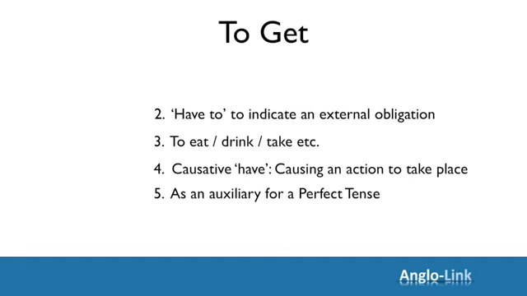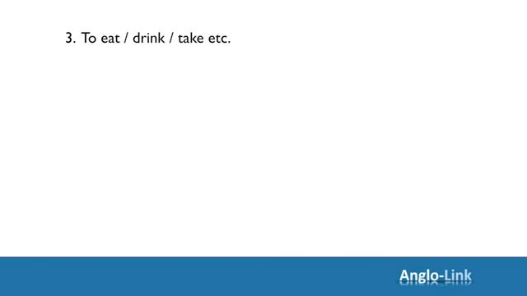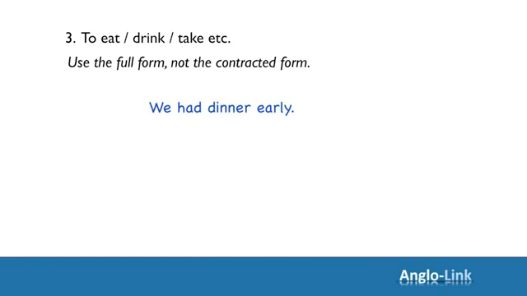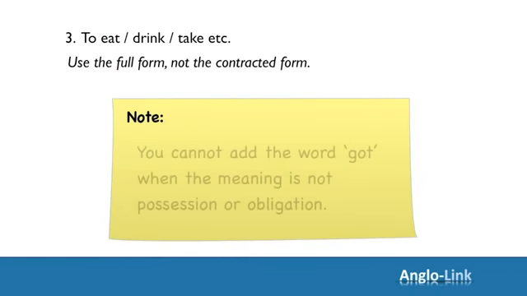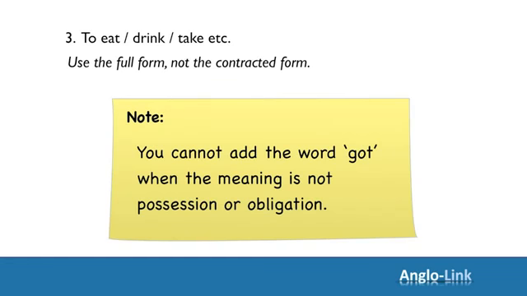Okay, moving on to the third meaning. Have replaces other verbs such as eat, drink, and take. Once again, it is the main verb, so use the full form and not the contracted form. For example, we had dinner early. She has a cup of tea every morning. Let's have a break. Have a seat, please. Note that in this meaning you cannot add the word got. Add got only when the meaning is possession or obligation.